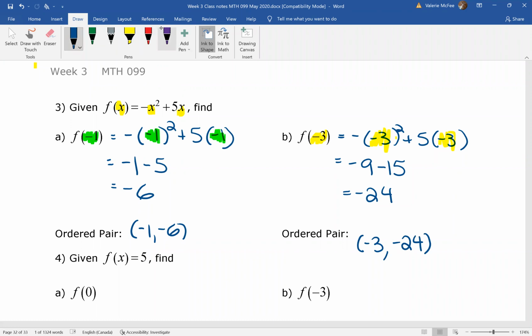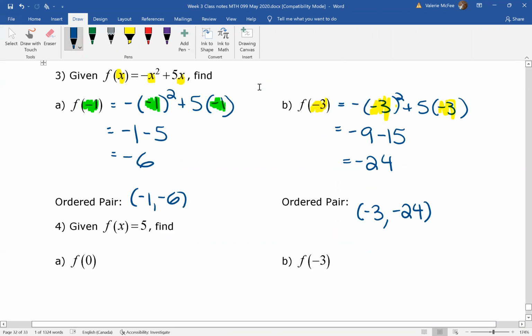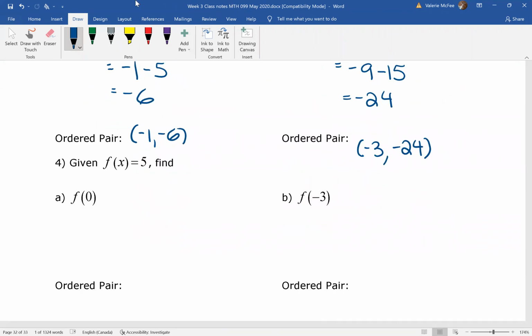Question 4 is a little bit tricky. When you look at the function I've given you, f of x equals 5, there's not actually any x in the function itself. What that's telling me is no matter what value x is, it's always going to equal 5. Even f of negative 3 is still 5. There's no substituting that can happen because there's no x in the function itself.